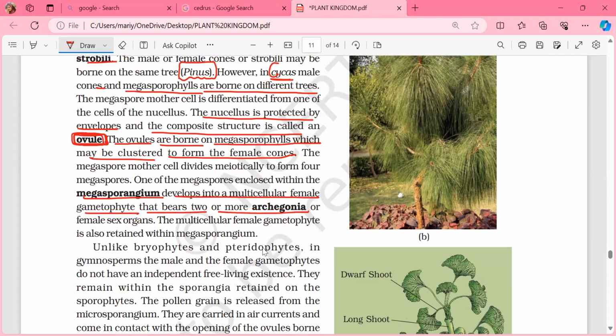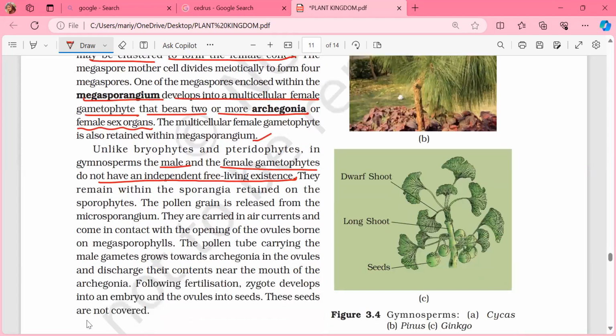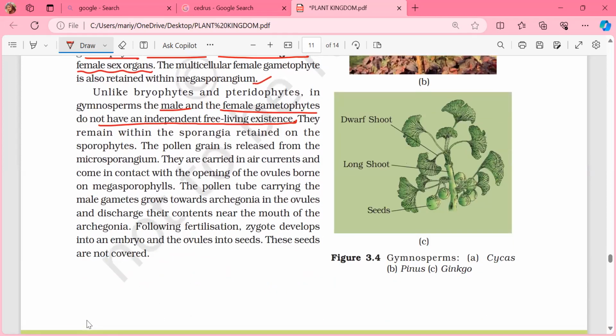Now, one of the megaspores enclosed within the megasporangium develops into a multicellular female gametophyte that bears two or more archegonia, the female sex organs. Yet again, the gametophyte will be making the gametes. So, the multicellular female gametophyte is retained within the megasporangium. Now, unlike the bryophytes and pteridophytes, in gymnosperms the male and the female gametophytes do not have independent free-living existence. Like how in the case of bryophytes, there was independent existence, they lived separately. The sporophyte was attached onto the gametophyte, right? But here, the case is completely different.